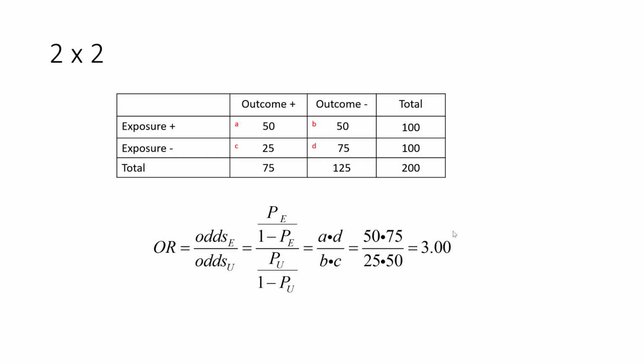We can calculate odds ratios from a 2x2 table. Here exposure is in the rows and outcome is in the columns, and we label the cells A, B, C, and D. Odds ratio simplifies to cross multiplication: A times D over B times C. In this case, this works out to 3.